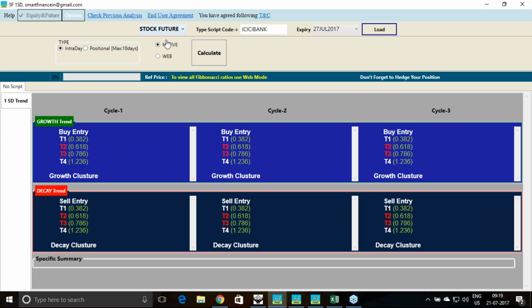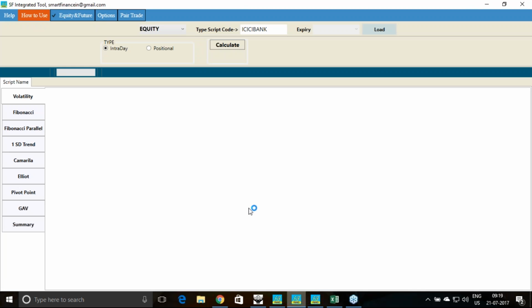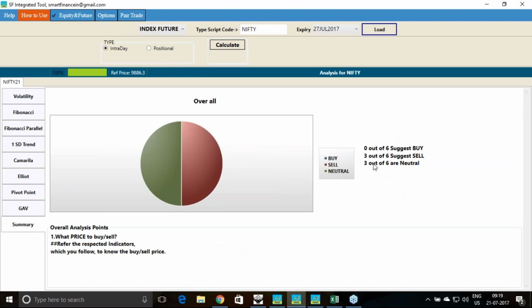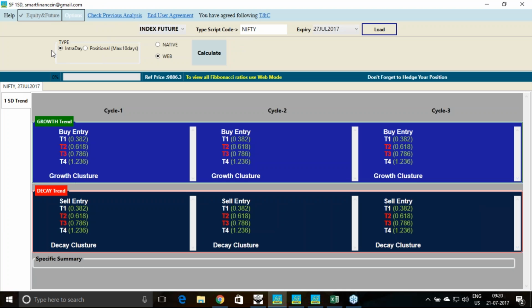So Nifty, as in the previous days, I'm going for index future, and I'll be loading the data. Calculate. I can use the Smart IT also. Here I can get more clarity on the trend. So this calculation automatically pops up. I'll get 3 suggest neutral, 3 suggest sell. So 0 is in favor of buy. So this is the Smart IT's decision that is coming.